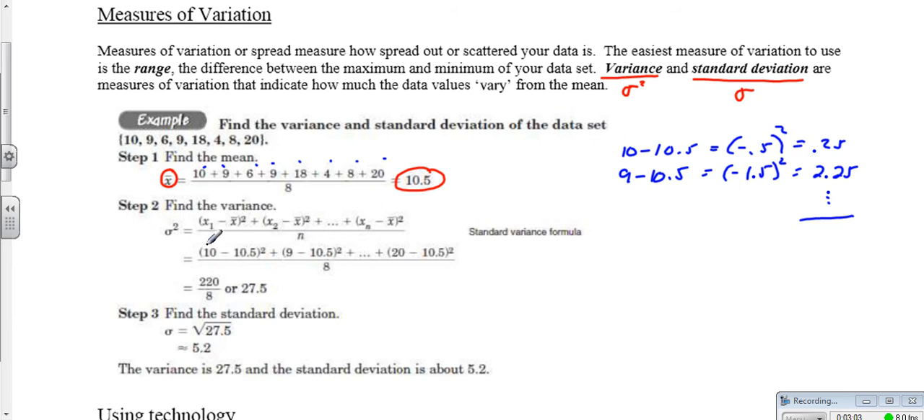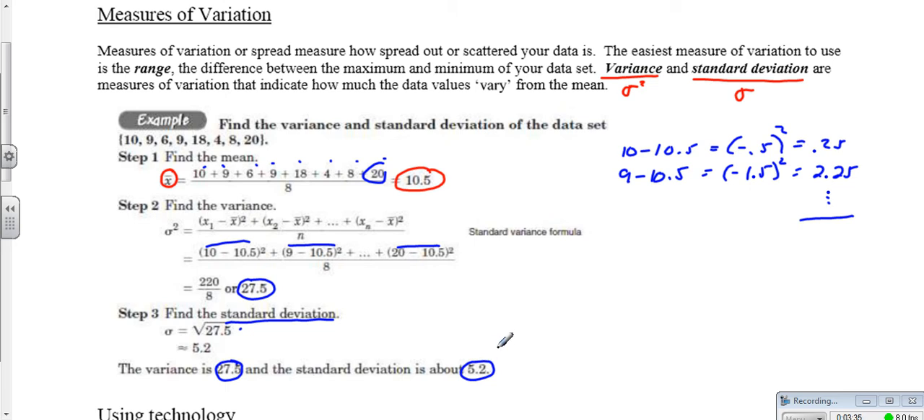So here's the one we just did. Here's the next one we did. Here's the last one on the list, 20. Divide by 8 because there's still 8 terms. I get 27.5. Now that's variance. Okay, so we don't know what the numbers mean, but it would be 27.5 units squared because we added up squares. If I took the square root of it, like we do here, we get the standard deviation. So the variance is 27.5 units squared, and the standard deviation is 5.2.